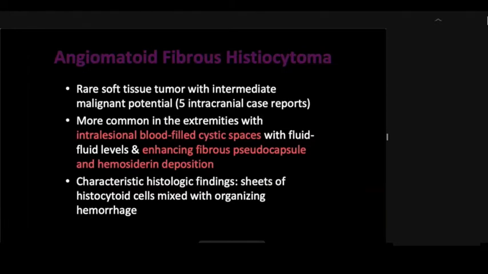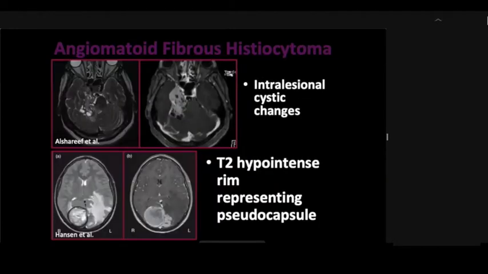Thus far, only about 5 intracranial cases have been reported, and our case is the first one presenting in this location to our knowledge. Other angiomatoid fibrous histiocytomas have been described to have intralesional blood in cystic spaces with fibrous pseudocapsule. Histologically, sheets of histiocytic cells mixed with organizing hemorrhage have been described. Here we have literature examples of other intracranial angiomatoid fibrous histiocytoma cases with cystic changes at the top and another case with pseudocapsule at the bottom.